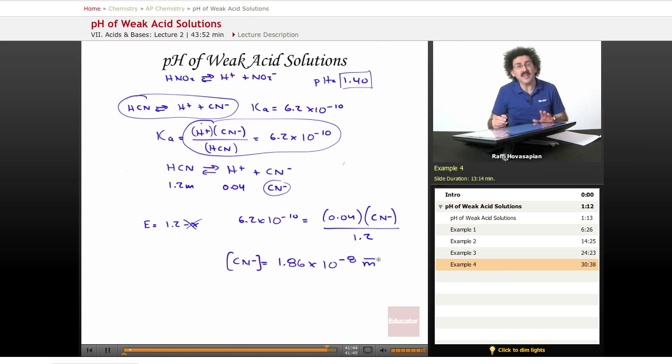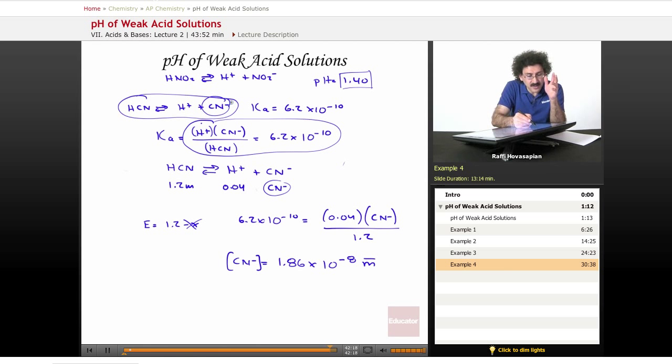So as you can see, 1.86 times 10 to the negative 8 molar is so tiny. That means there's virtually no cyanide ion floating around. And that is based on this equilibrium. So again, if you have a mixture of acids, one of those acids will dominate the equilibrium. If you're asked for the concentration of a species from the other acid, the one that's not dominant, you still just write out its equilibrium, and in this particular case we wanted cyanide.